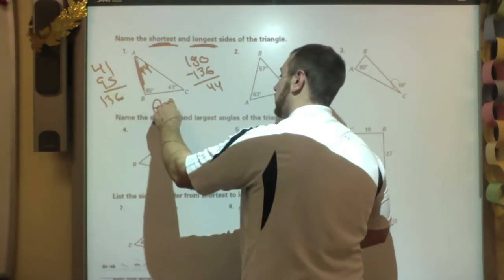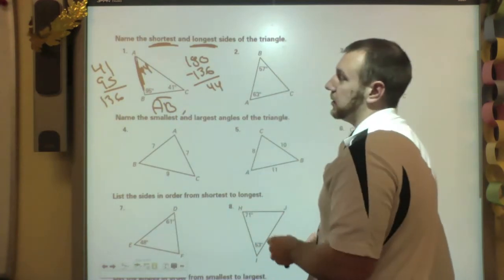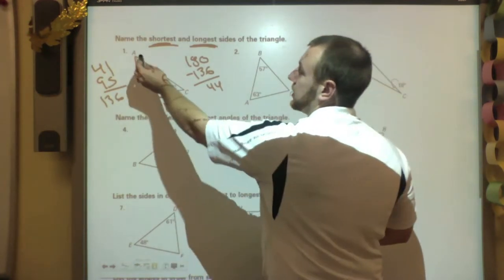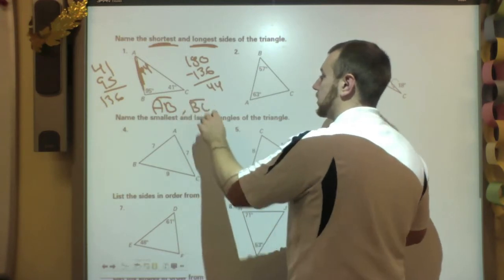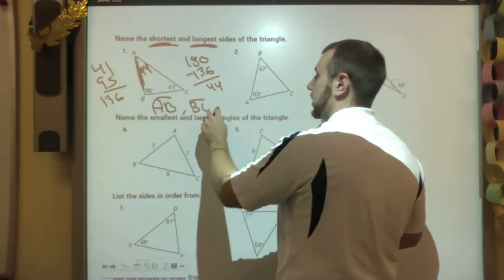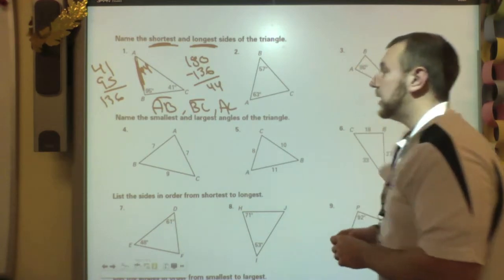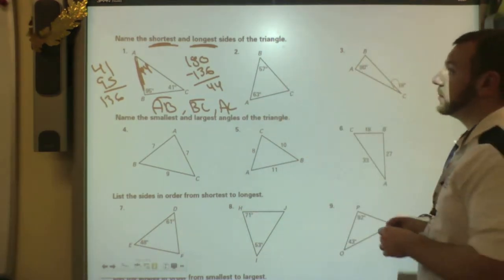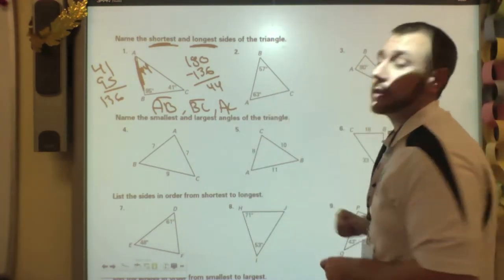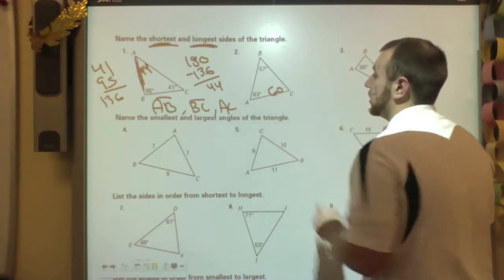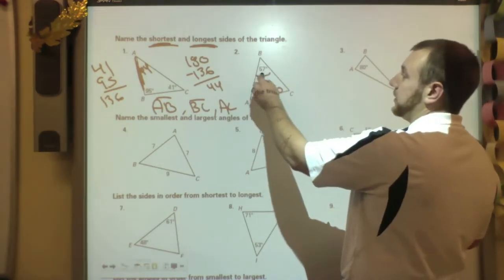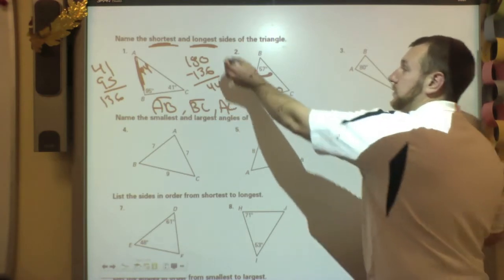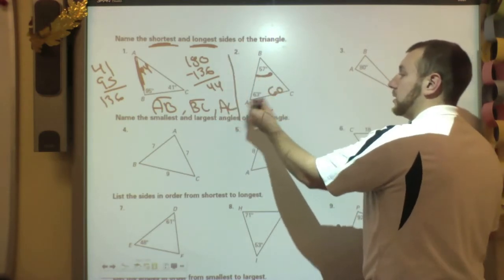So AB. And then my next smallest angle is angle A. So my next smallest side is going to be BC. And then my largest side is going to be AC. And I would repeat that throughout. So this angle is going to end up being 60 degrees when I do that. Smallest angle is this 57. So my smallest side for number 2 is going to be AC.